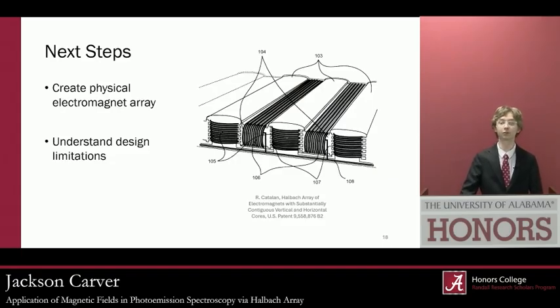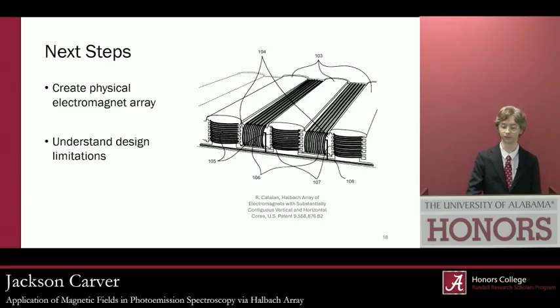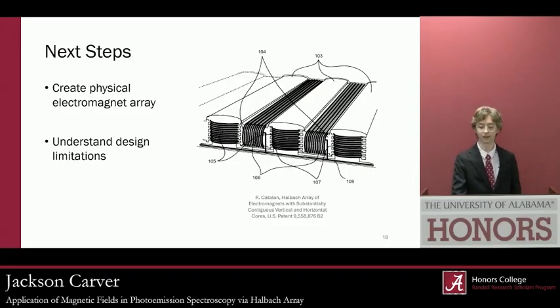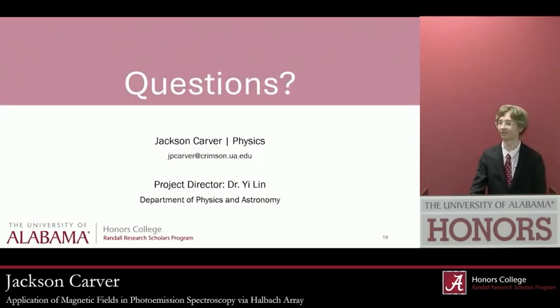Our next step is to create a physical electromagnet array to gain an understanding of the physical limitations on our design. The array will be similar to that modeled in Maxwell, with long coils of wire used to create a more consistent field towards the center. We want to understand how tightly we can wind the copper wire and what kind of current we can realistically obtain. These findings will help us to refine our design and to understand what kind of field enhancement is realistically achievable. Thank you. Any questions?